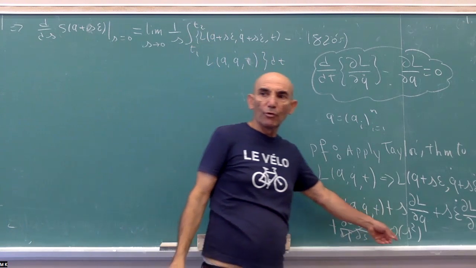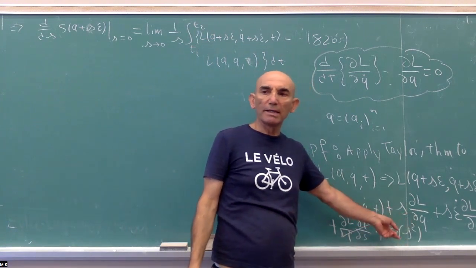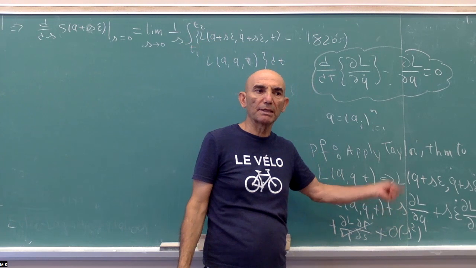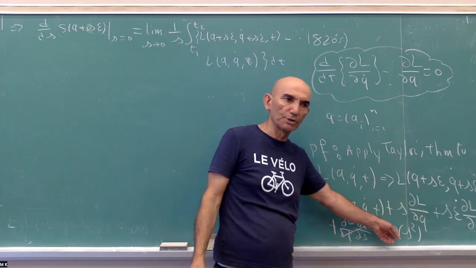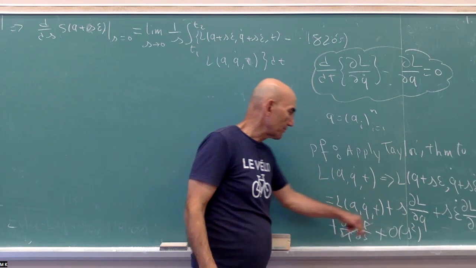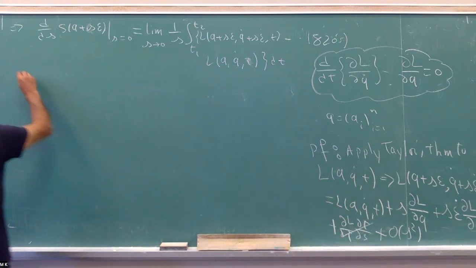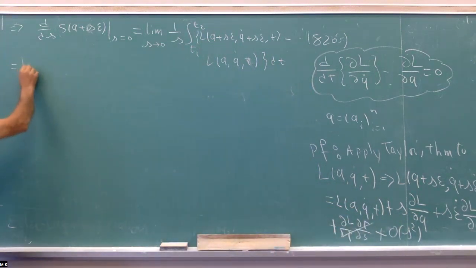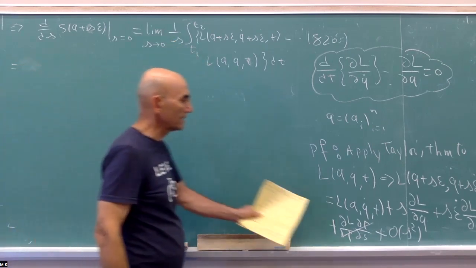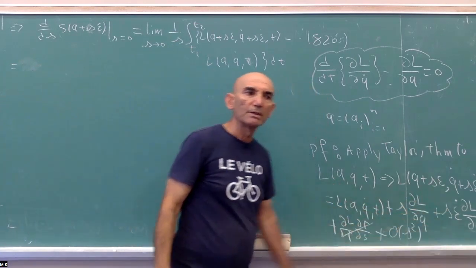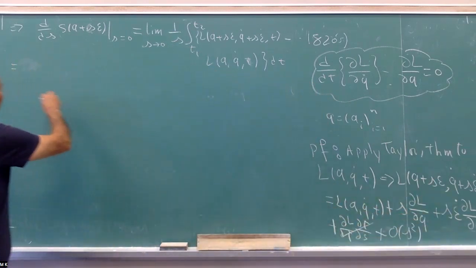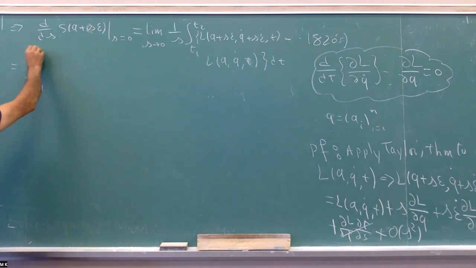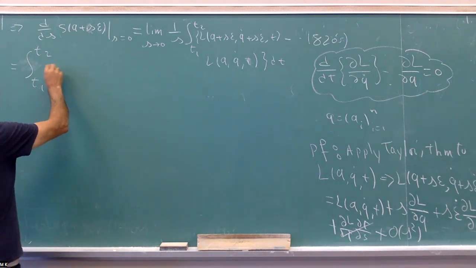So this term is of order s squared. When you divide by s, there is still a term of order s, and when you take the limit, this doesn't make any contribution. Right? And this s, by the way, cancels with that s. So what remains is basically the integral from t1 to t2 of dL/dq, well, dL/dq, just that.